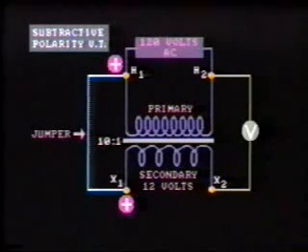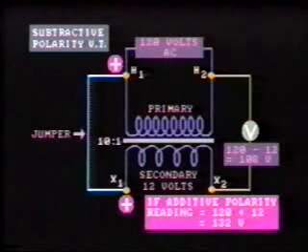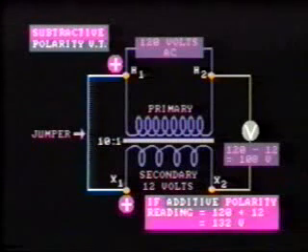Therefore, on our meter, if the terminal polarity is correct, we should read 120 minus 12 equals 108 volts. For an additive transformer, the induced voltage is out of phase with the source voltage, and therefore we should read 120 plus 12 equals 132 volts. You can see now where the terms additive and subtractive come from in referring to polarity.